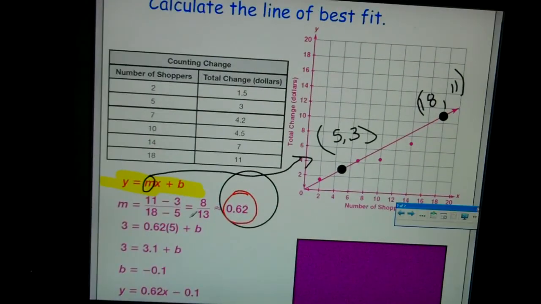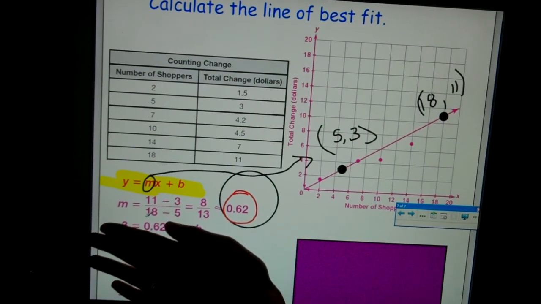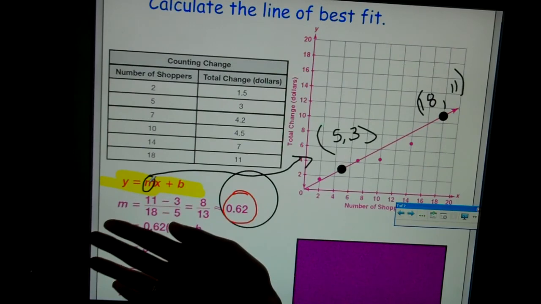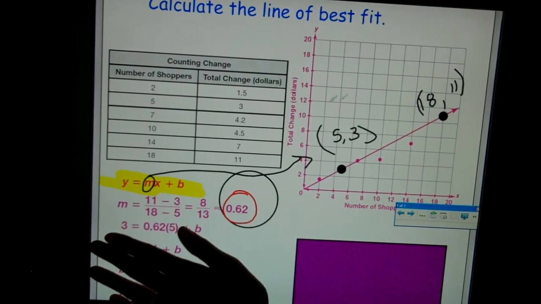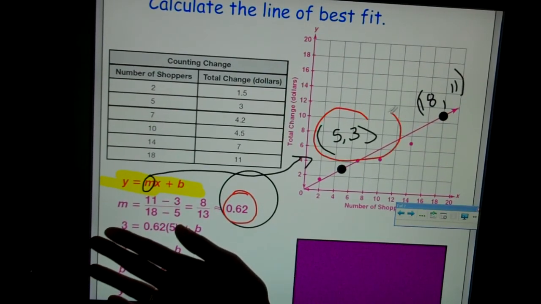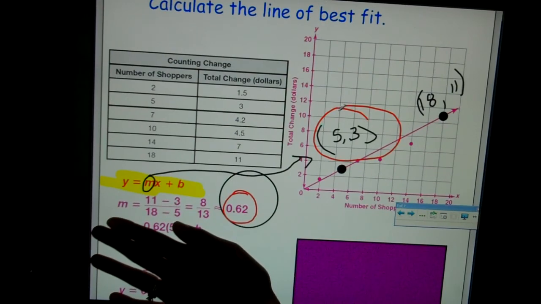Now that you know the slope, where can you plug that in? Plug it in for M. Now, try not to look for a minute. Pause it. Plug it in for M. Use one of your ordered pairs, plugging it in for X and Y. The answer below uses 5 and 3, so go ahead and use this one so you can check it with the computer.